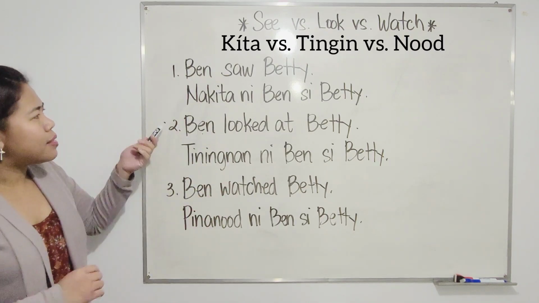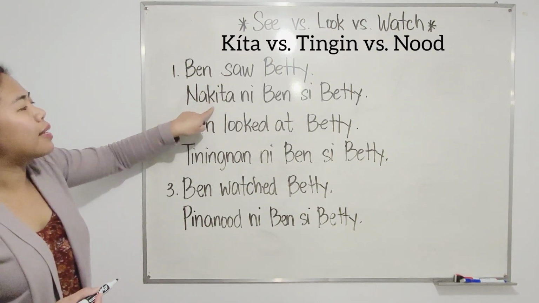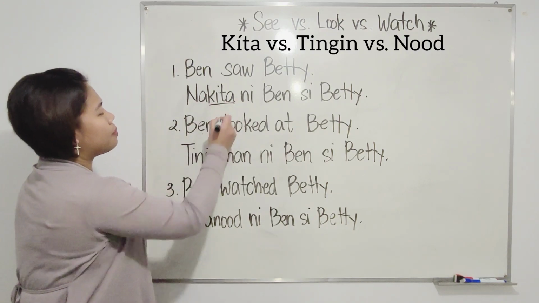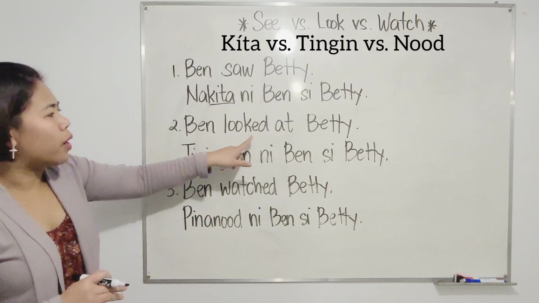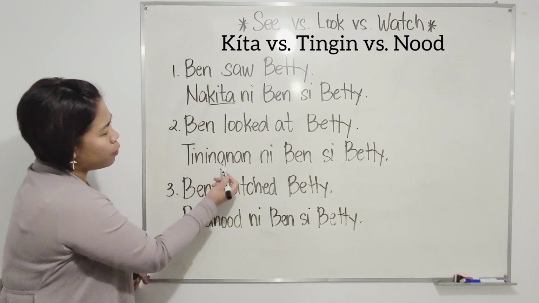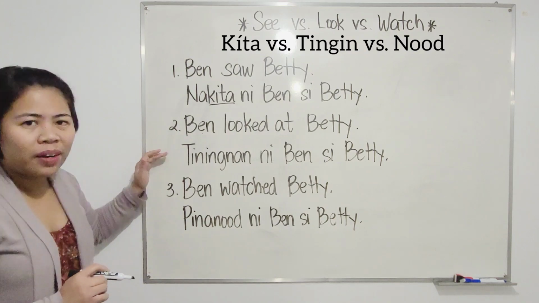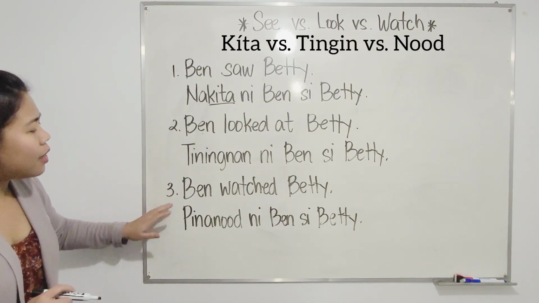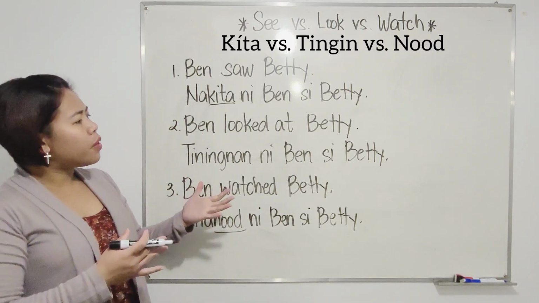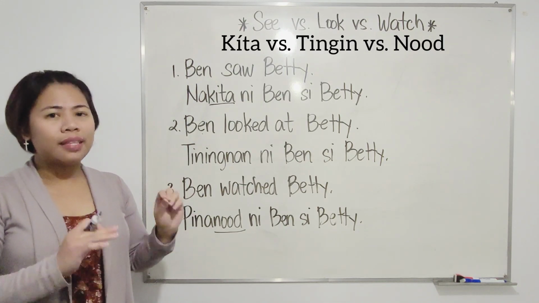So if you notice here in the first sentence, in the translation of the verb saw, nakita, this is the past tense, you can identify the root verb, right? It's kita. This one, tingin, you can hardly see the root verb here. It's because it's conjugated this way, but the root verb here is tingin. And then here, you can easily see the root verb, that's nood. There are other conjugations of these verbs depending still on the focus of the sentence.